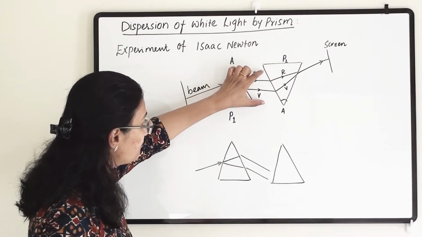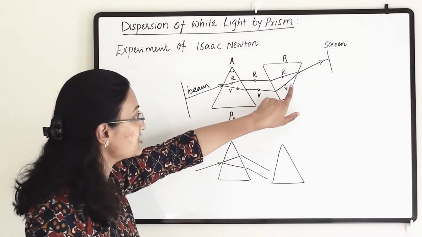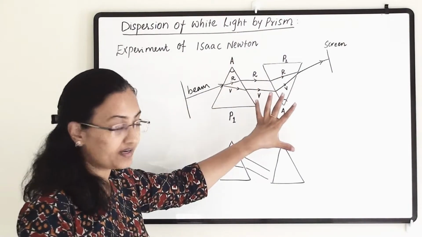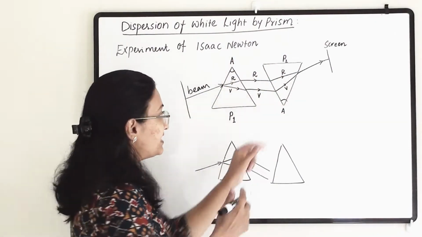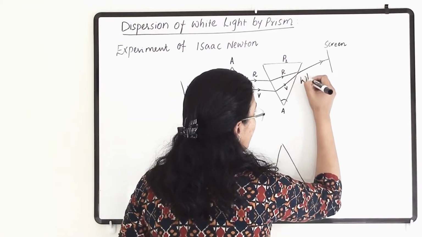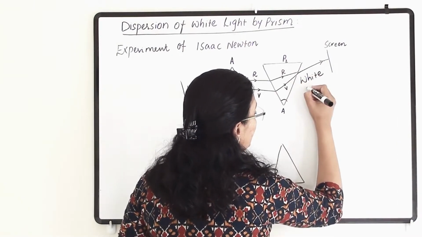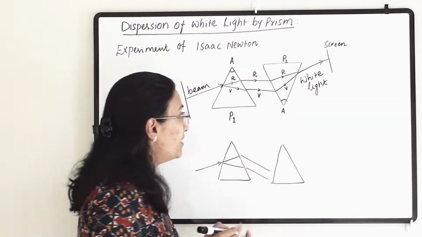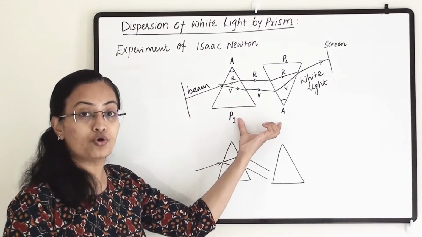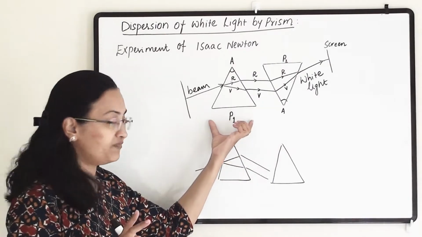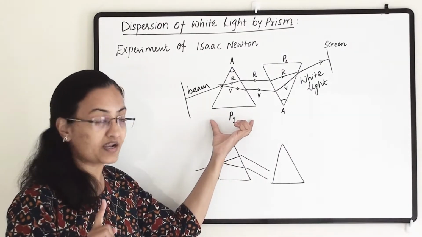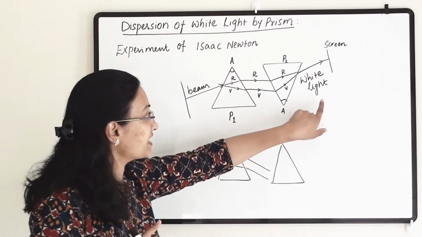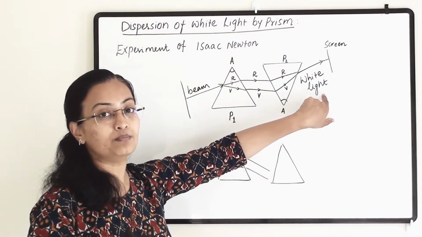Those 7 different colors are again passing from the second prism, and that was inverted, and again it will get combined into a white light. So here at the screen he got a beam of white light when he used a combination of 2 prisms, in which the first prism was upright and the second prism was inverted, and from the second prism he got the white light beam back.